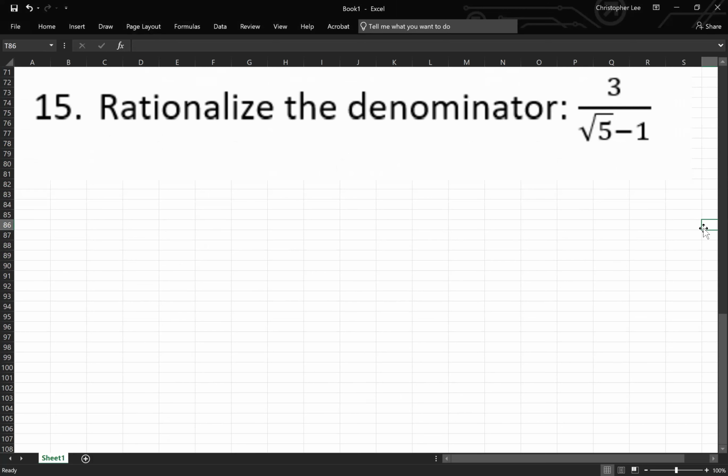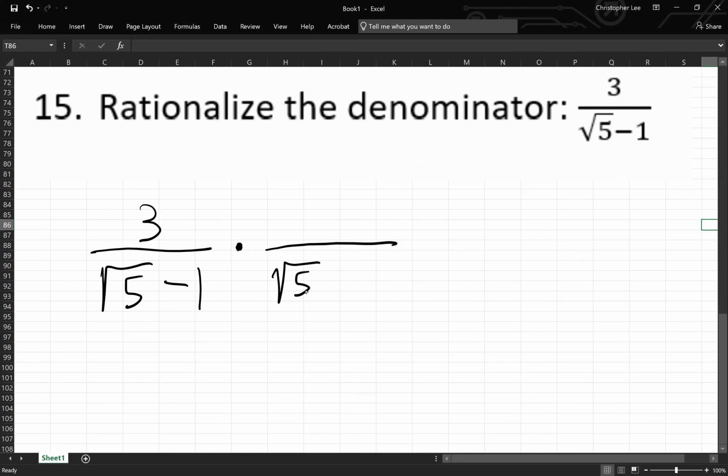Oh, man. All right, so how do I do this now? Let's just rationalize the denominator. I have 3 over the square root of 5 minus 1. Right. By the conjugate, right? So what is the conjugate of this? Good. And what you do to the bottom, you have to do to the top, right?